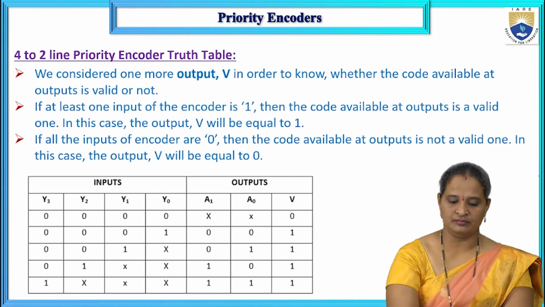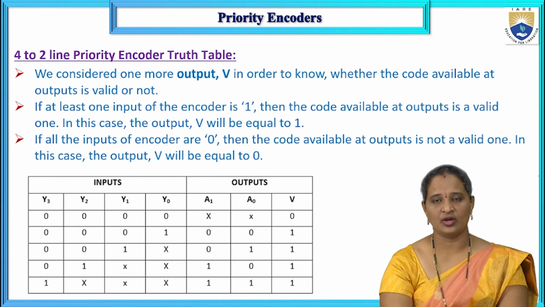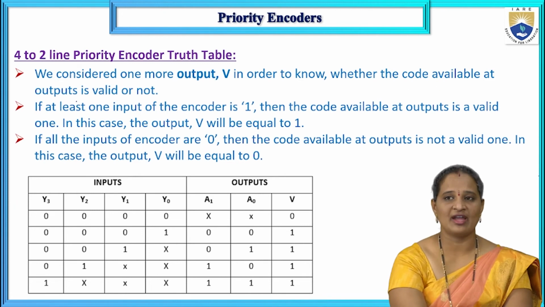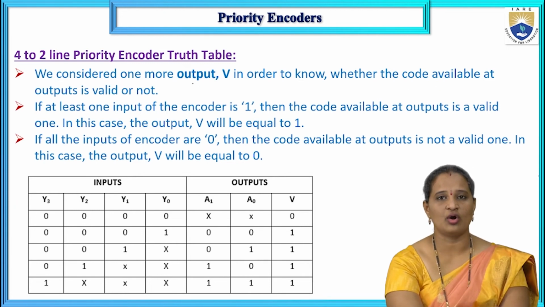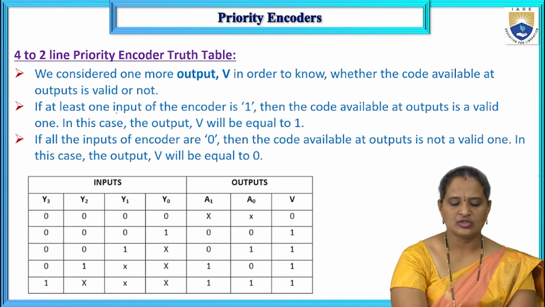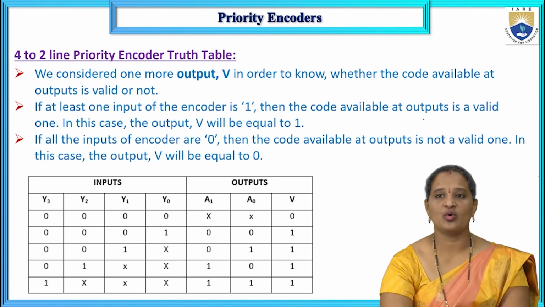Now let us see the truth table of the 4 to 2 line priority encoder. In this, we will consider one more output V in order to know whether the code is available and the output is valid or not. To decide whether the output code is valid or not, we are using one more output in the table, which is V here. If at least one input of the encoder is 1, then the code is available.